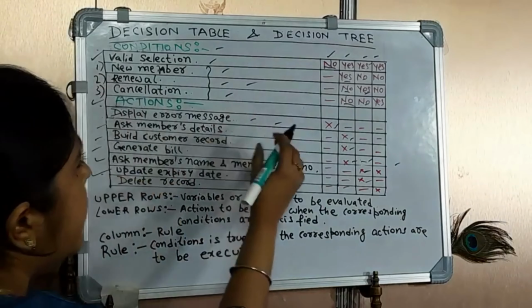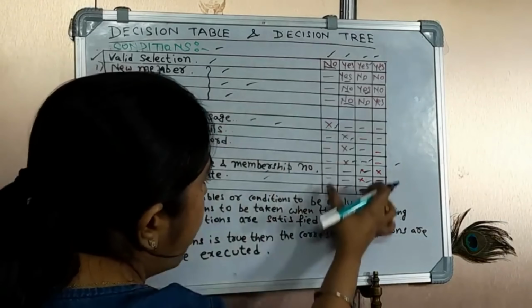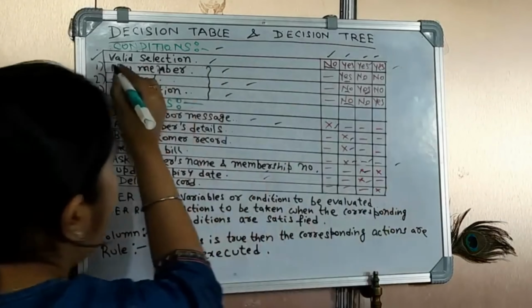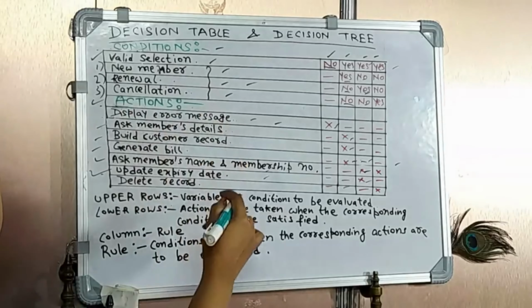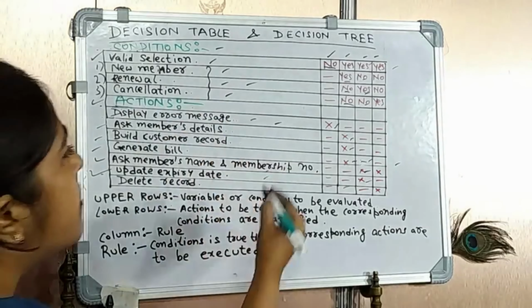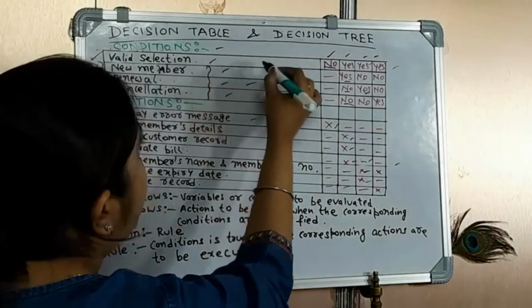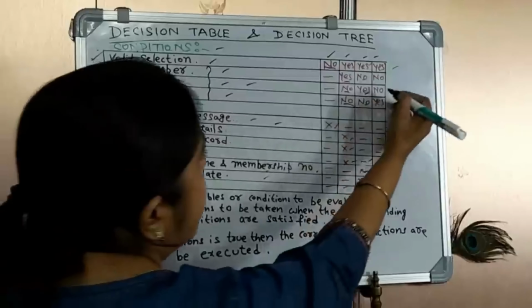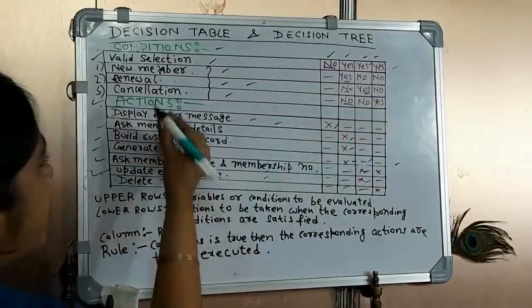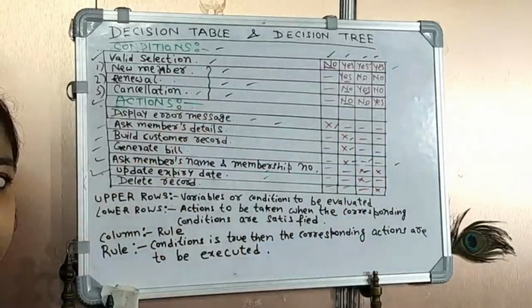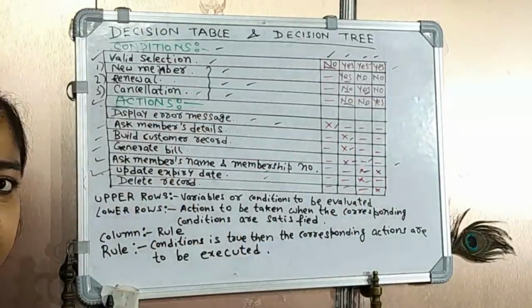So again what we see here is that whenever these columns are fulfilled according to your conditions, the actions follow. In the third column, for valid selection from these 3, that is yes. Then which one am I taking now? Cancellation of my library membership. So here these 2 are no, and this is yes, for cancellation.